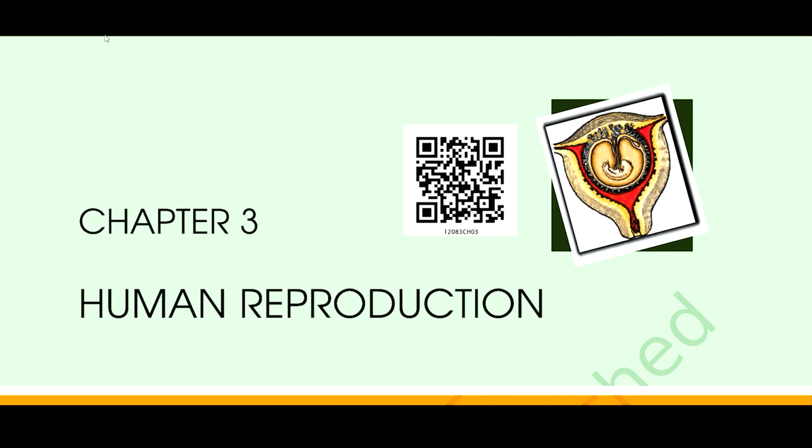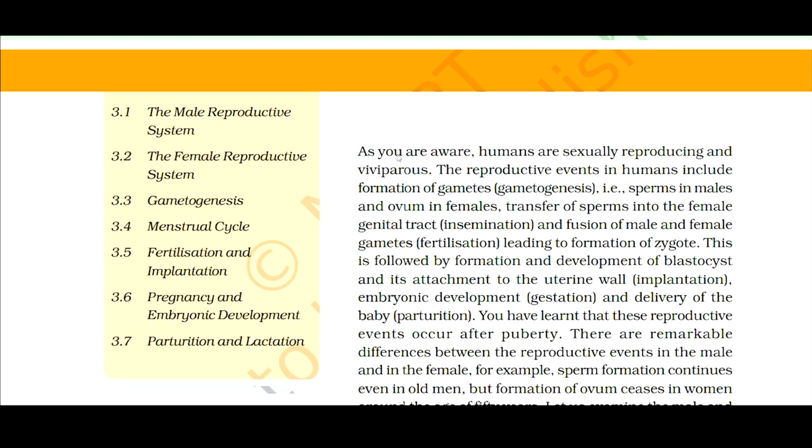Chapter 3: Human Reproduction. As you are aware, humans are sexually reproducing and viviparous. The reproductive events in humans include formation of gametes, which is gametogenesis, that is sperms in males and ovum in females, transfer of sperms into the female genital tract, which is insemination, and fusion of male and female gametes, which is fertilization, leading to formation of zygote.